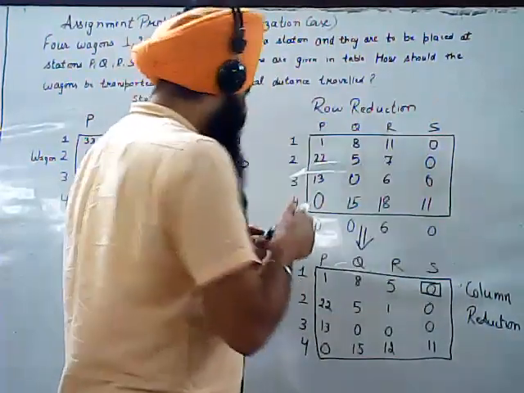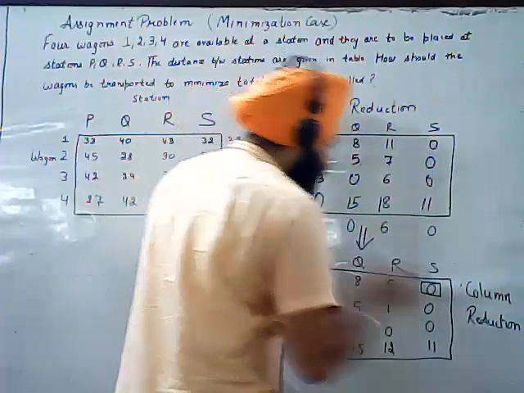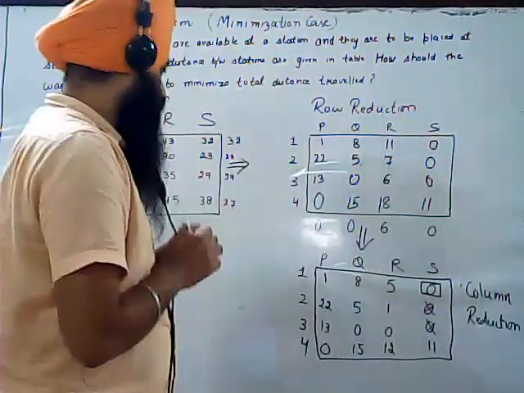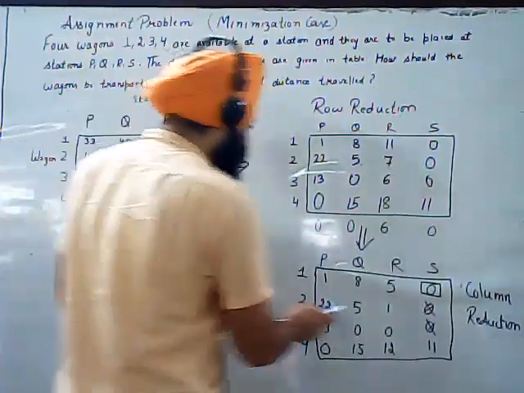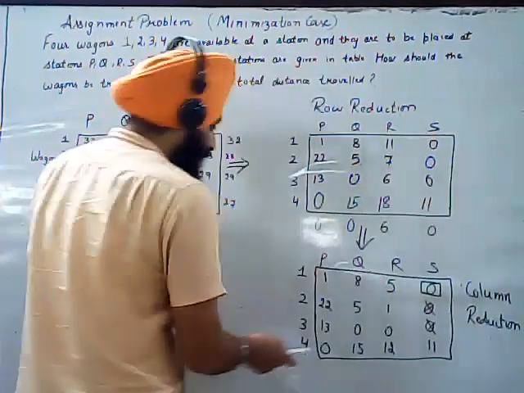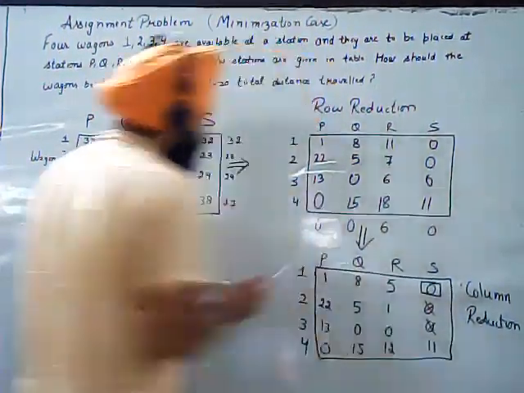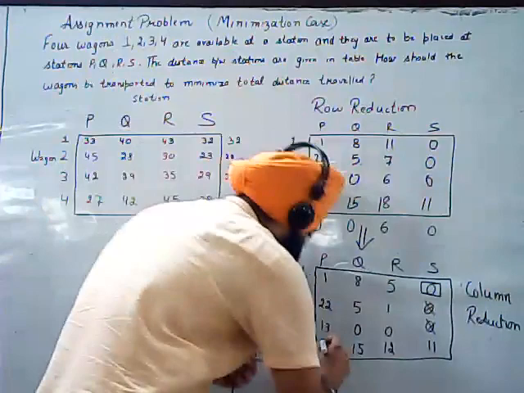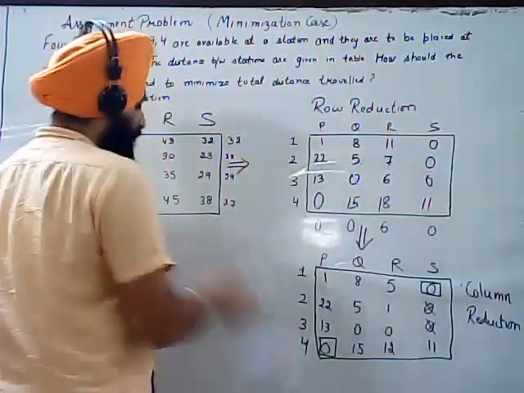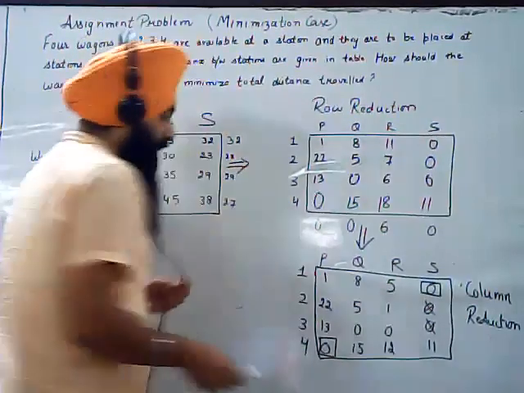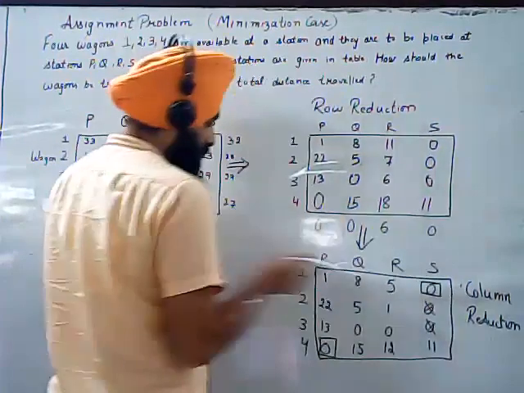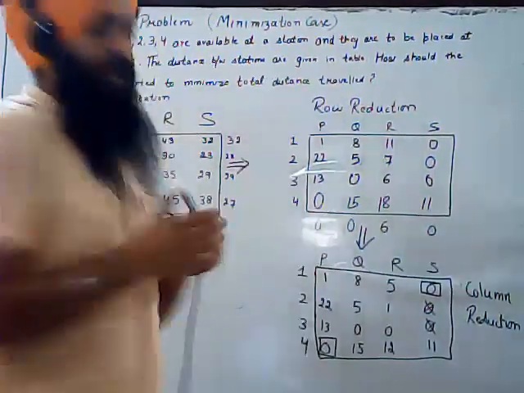Since we have given assignment to this element, we cannot assign value to these 2 zeros. In the second row, now there is not a single zero. In the third row there are 2 zeros, and in the fourth row there is a single zero. So we will start with the fourth row first of all. Wagon number 4 will be assigned to P station. Then we have 2 zeros in row number 3.